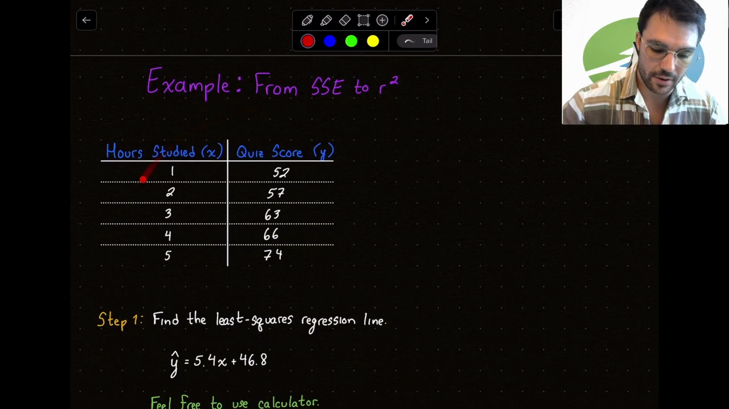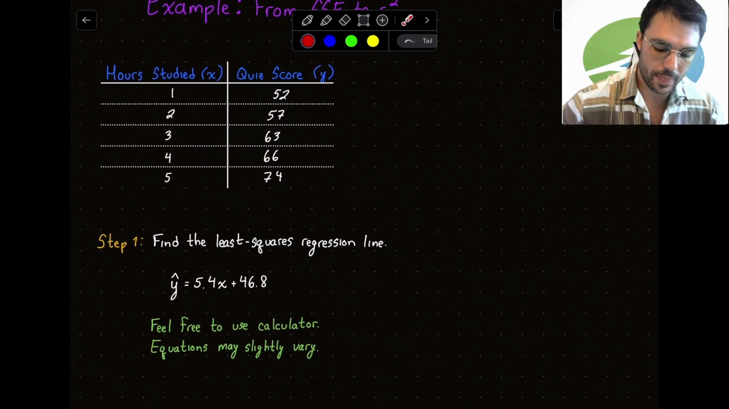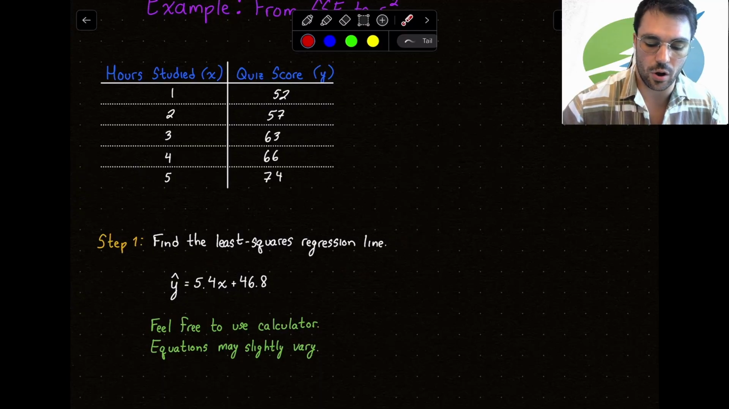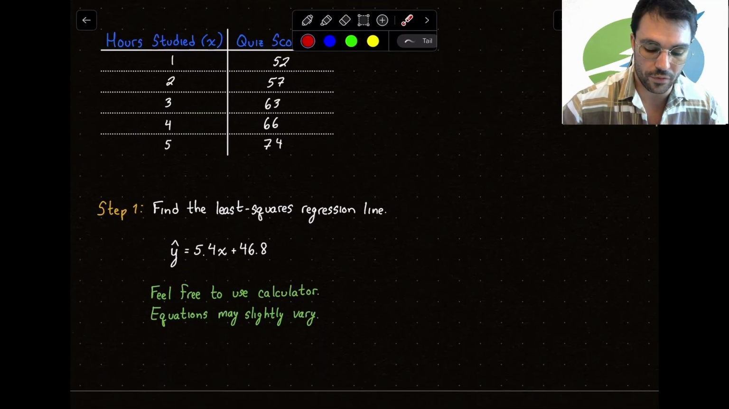Here we have a data set: hours studied and corresponding quiz scores. First step, we need to find the least squares regression line. I have a video on this. I'm not going to show all the steps to find that. If you don't know how to find this line, go back and watch that video. Or if you know how to do it with a calculator, which I show you how to do in another video as well, check those out.